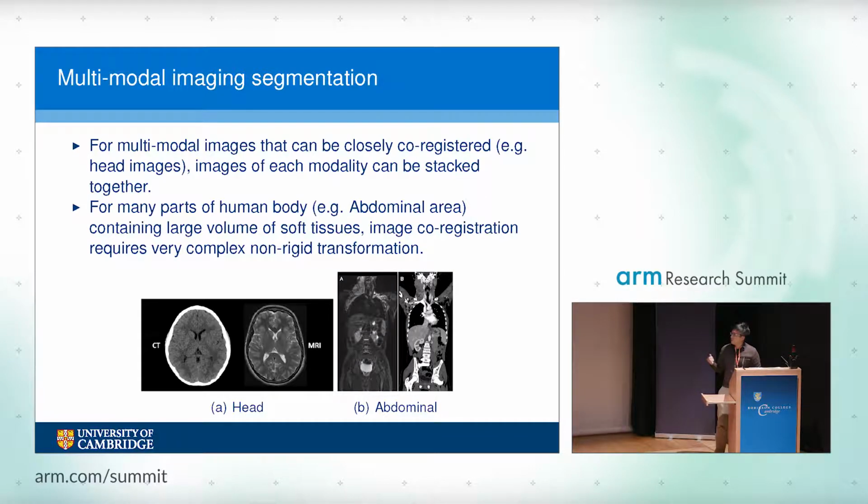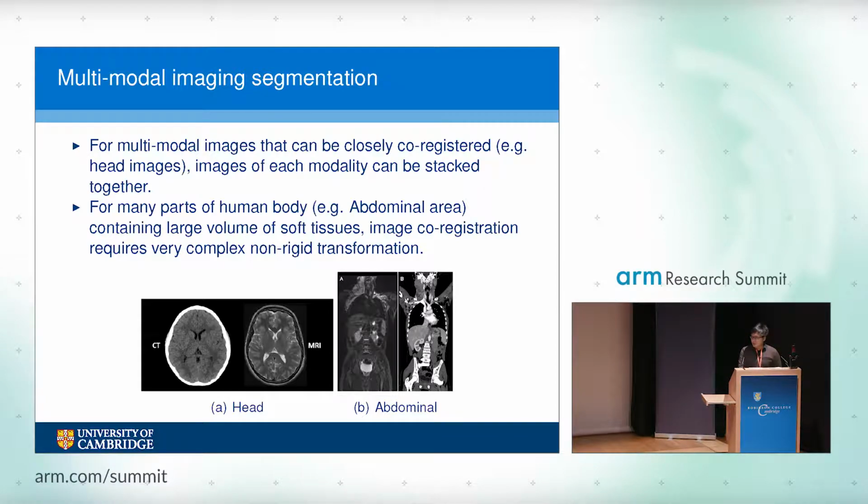But it is actually very difficult to do so for many other parts of the human body area, because there's a lot of soft tissues in many parts of human body, for example, in the abdominal area. So the soft tissues deform very easily between scans to scans, and there's not a working co-registration method to register all the soft tissues in the abdominal area. As you can see from the diagram on the right, the soft tissues are all in different places. They cannot be registered in a simple way.